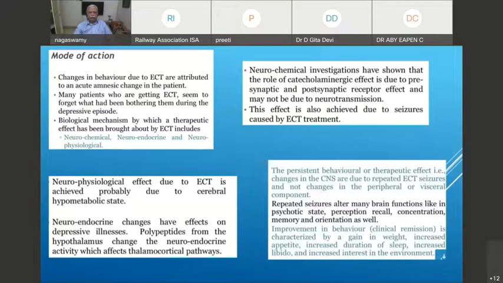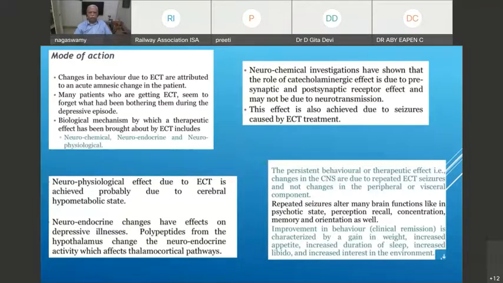And the persistent behavioral or therapeutic changes in the CNS are due to repeated ECT seizures. The actual vascular or structural components are not altered. They alter only the function, but not the histology or anatomy of the brain.